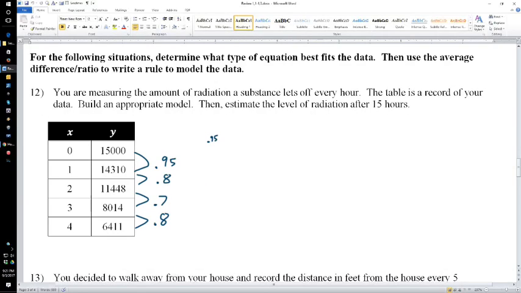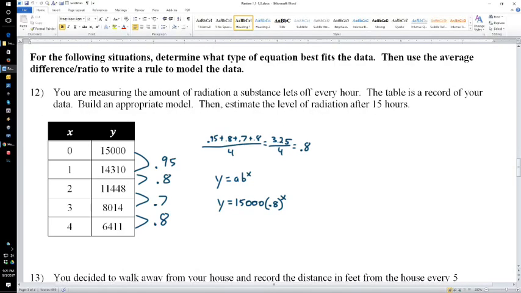So, 0.95 plus 0.8 plus 0.7 plus 0.8, and there's 4 of them, so we'll divide it by 4. That equals 3.25 divided by 4, which is 0.8125, which you'll just round to 0.8. Okay, so this is exponential, so it's y equals a times b to the x. So y equals your starting point of 15,000 millirads, and your b value, your average ratio, is 0.8.